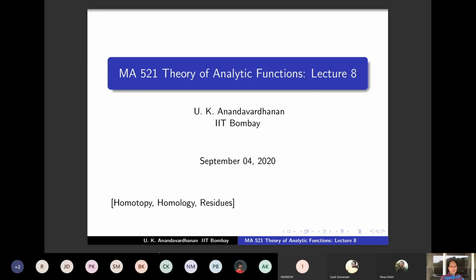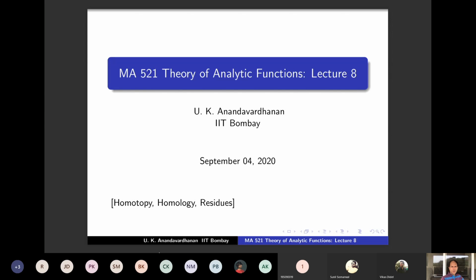Today's topics, I have written homotopy and homology, but we are not going to do all that. We are just going to make one statement that if two closed paths are homotopic in your region omega, then they are homologous. Homologous means what? Gamma 1 and gamma 2, two cycles, are homologous if for every alpha outside omega, the index of alpha with respect to gamma 1 equals the index of alpha with respect to gamma 2. So if gamma 1 and gamma 2 are homotopic, we want to conclude this, and then we will move to the residue theorem.